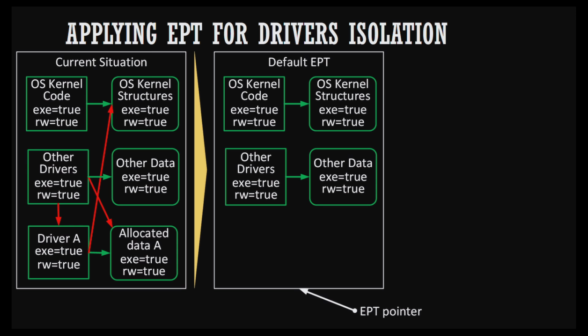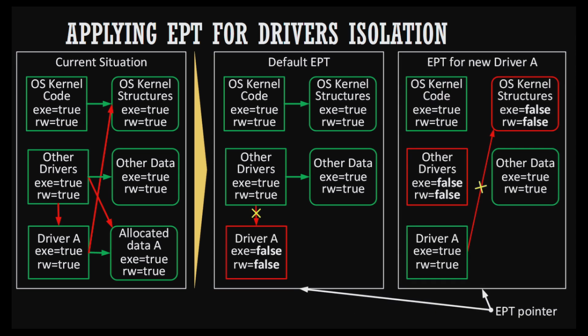Now let's roll back and launch MemoryRanger to isolate driver A from the rest of the OS kernel. First of all, my MemoryRanger allocates the default EPT structure. All loaded drivers and the Windows kernel are executed inside the default EPT structure. MemoryRanger traps the loading of driver A and allocates a new EPT structure for driver A. This EPT structure is designed specifically for this new driver.